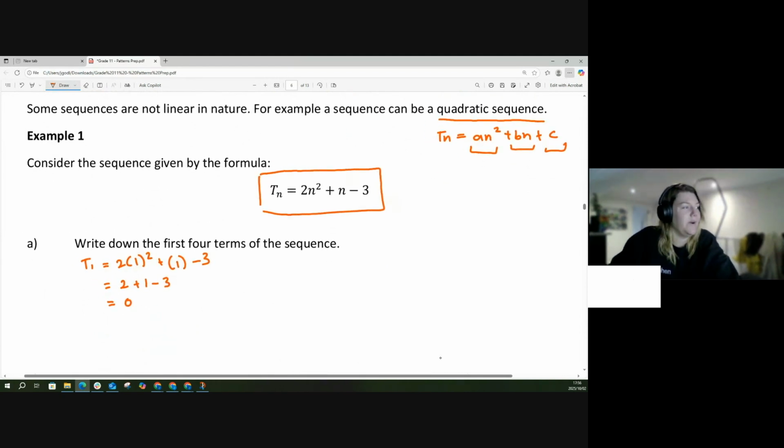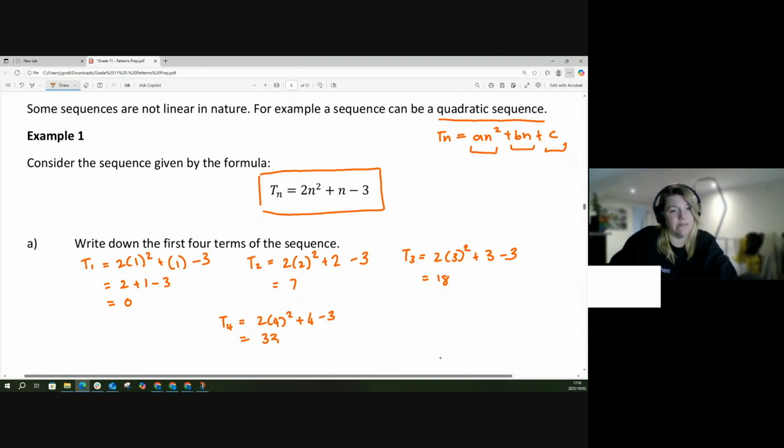So we've got term 1, term 2. We'll have 2 times 2 squared plus 2 minus 3, and that's going to give us 7. Term 3, we're going to have 2 times 3 squared plus 3 minus 3, which gives us 18. And term 4, 2 times 4 squared plus 4 minus 3, which is equal to 33. Okay, cool.